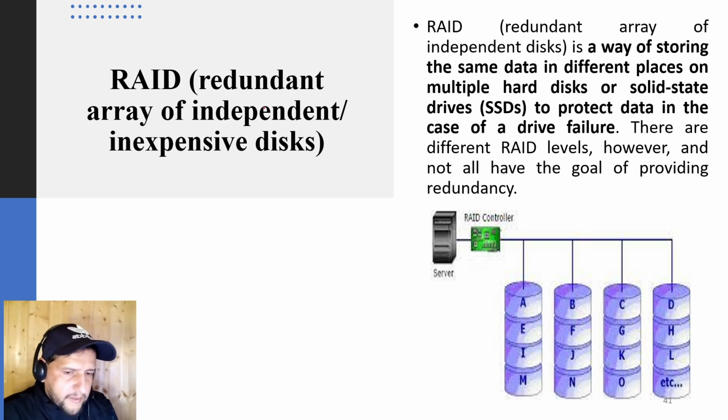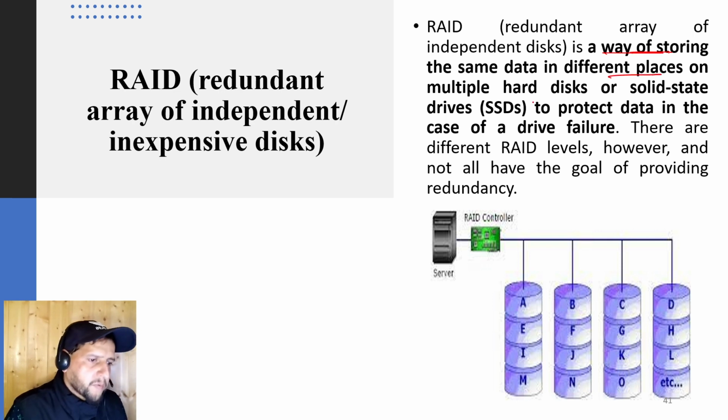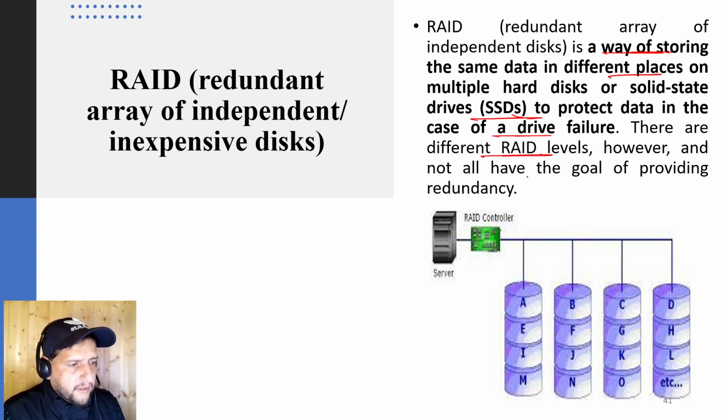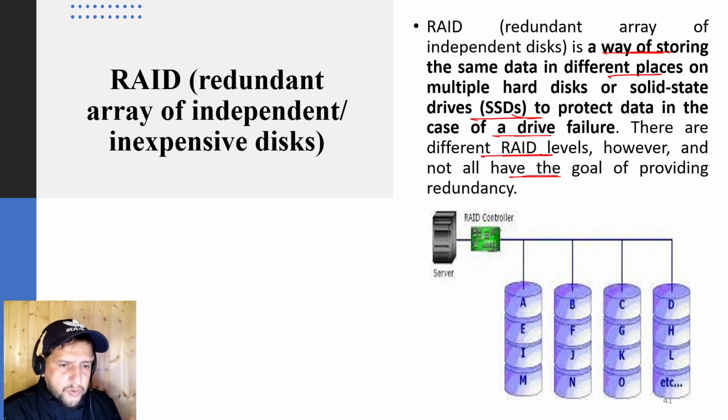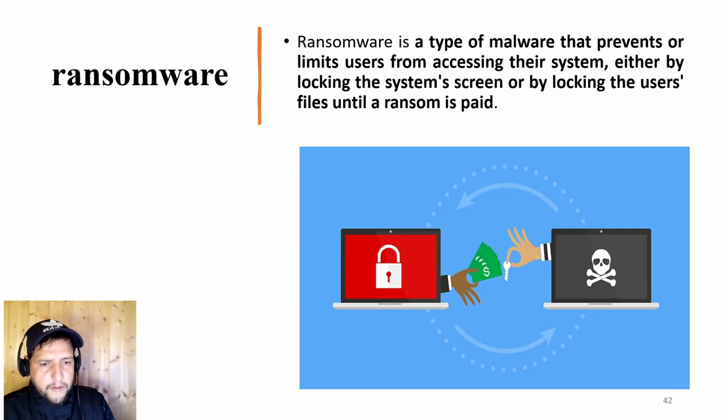RAID is a redundant array of independent disks, or inexpensive disks. This is a way of storing the same data in different places on multiple hard disks or SSDs to protect data in case of drive failure. There are different RAID levels, however, and not all have the goal of providing redundancy. Some of the RAID levels, like RAID 0 and RAID 1, have striping, some provide you redundancy, and parity and all those bits.